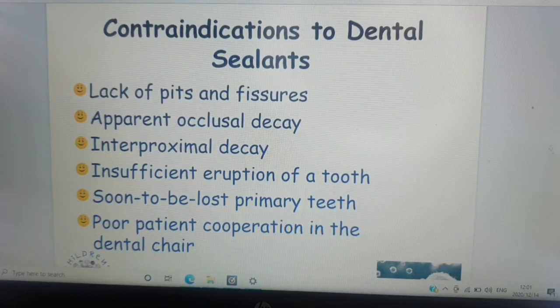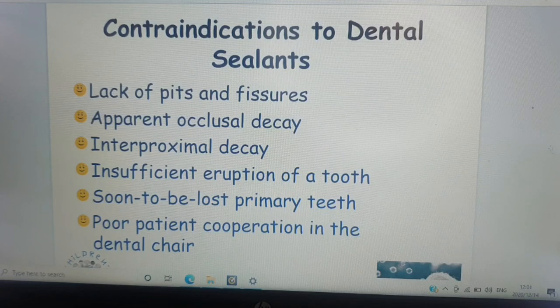And then contraindications to dental sealants are also very important, ladies and gentlemen. So in these instances, we would not make use of dental sealants. This would be patients who present with a lack of pits and fissures. In some instances, you'll find molars that appear as though they are flat tops coronally, so there would be no need to place dental sealants in such a patient.